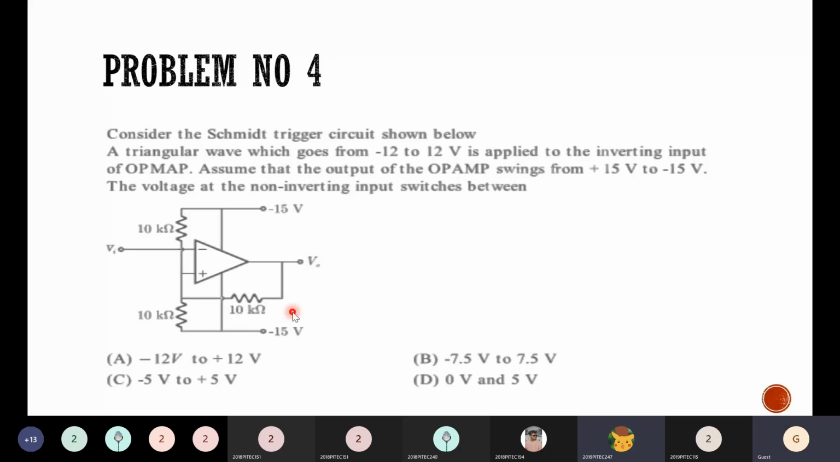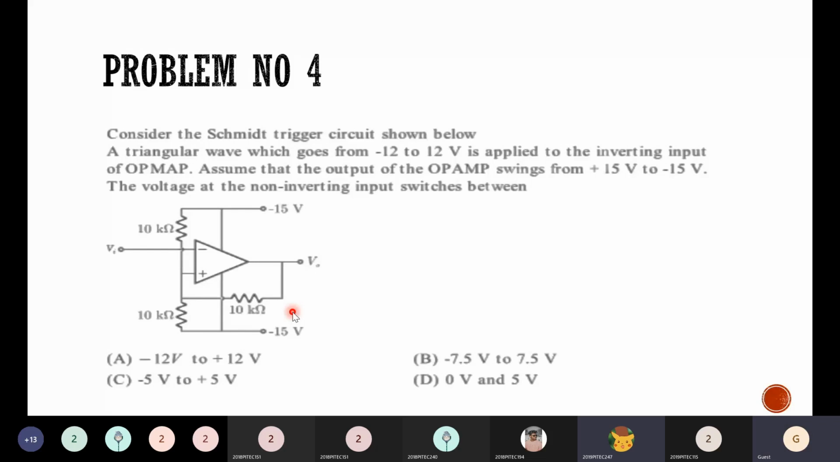Now we have to find out what will be the voltage swing at the non-inverting terminal, because we know that in a Schmitt trigger, whenever the output changes, the reference voltage which is fed back to the non-inverting terminal will also change, is it not? So the output is swinging between plus 15 and minus 15, which means what will be the change in the reference voltage at the non-inverting terminal of the op amp? That is the question. Understood? What is given and what is asked?